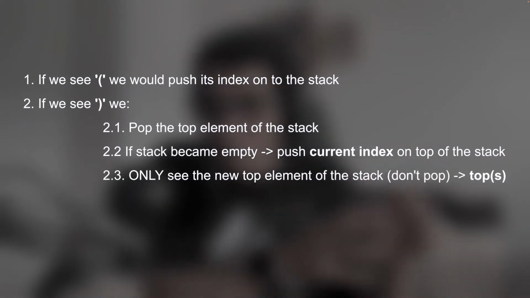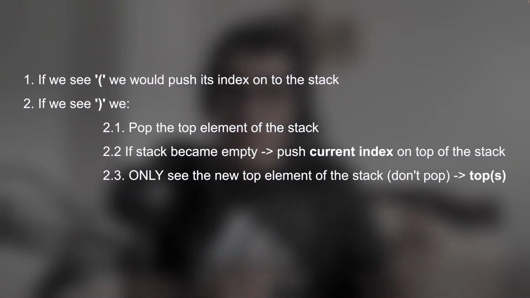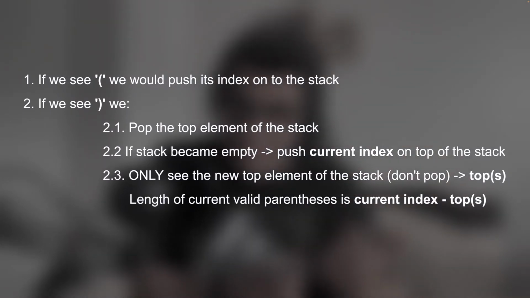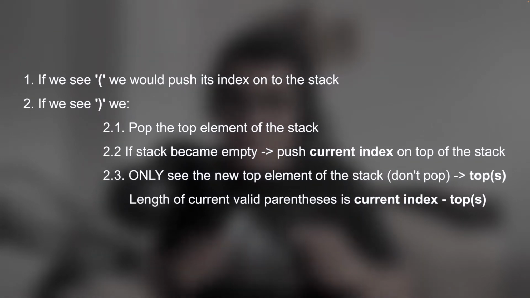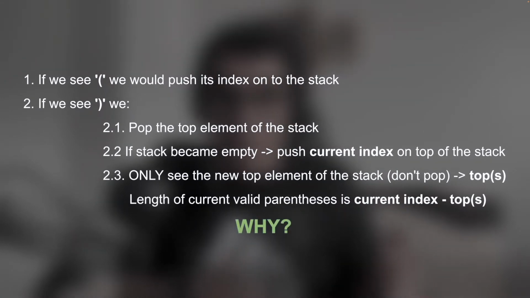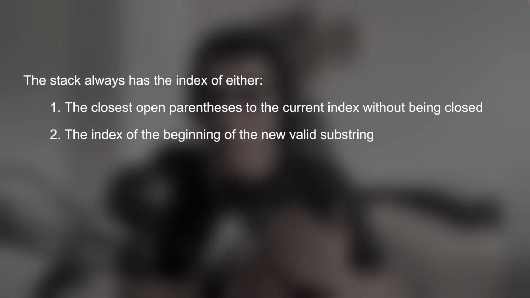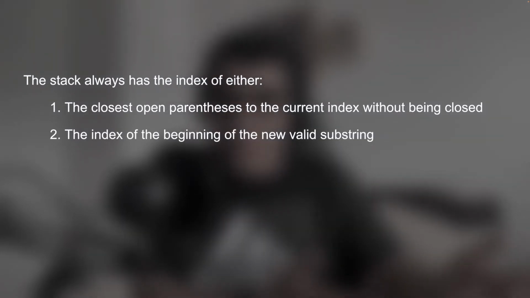Otherwise, we just look at the top of the stack, not pop it this time, to figure out the length of the longest valid string created with this algorithm so far. The current index minus the top of the stack would be this current longest valid parentheses, as I mentioned. But why? Because the stack always has the index of either the closest open parentheses to the current index, it's the LIFO property of the stack, or the index of the beginning of a new valid substring.